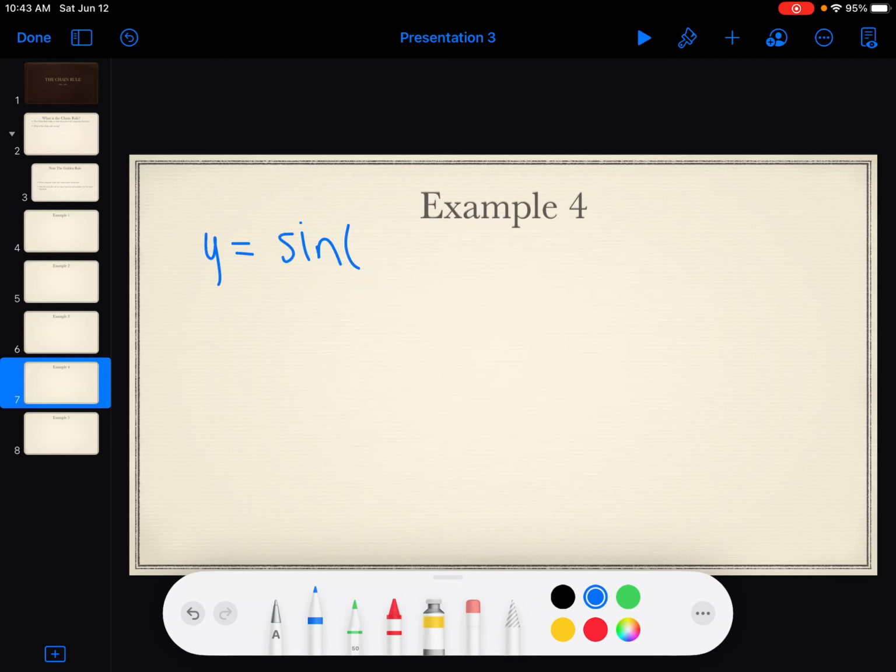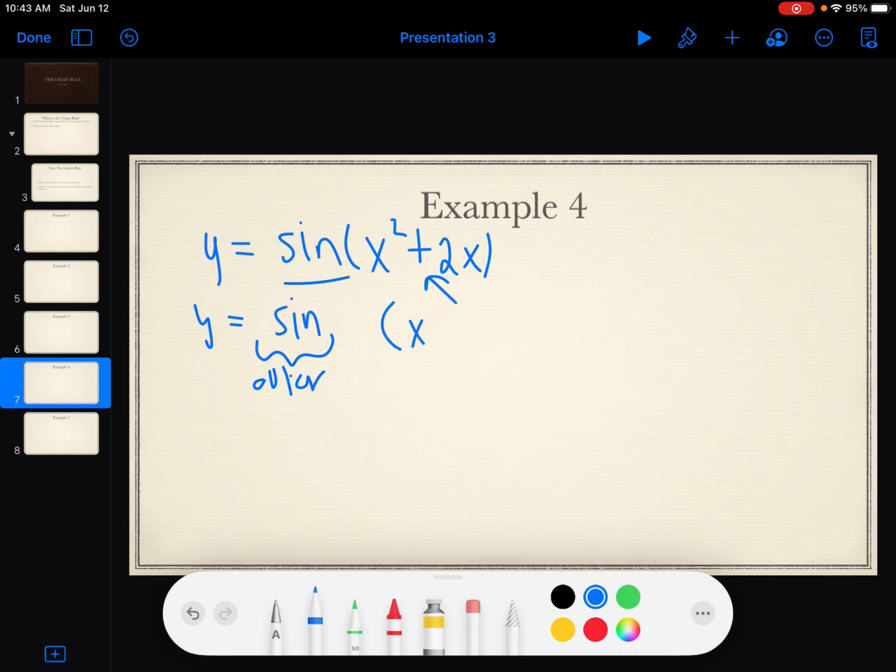So let's do another question, and this time I'm completely going to ditch the substitution. We're just going to work with splitting it up and thinking about it. So this is what I'm given. y is equal to sine of x squared plus 2x. What is our outer function? First thing to identify, our outer function. Well, it's sine. In some textbooks, they'll actually split it up like this so you can see the derivative. So sine is our outer function. And what's our inner function? Well, this is our inner function.